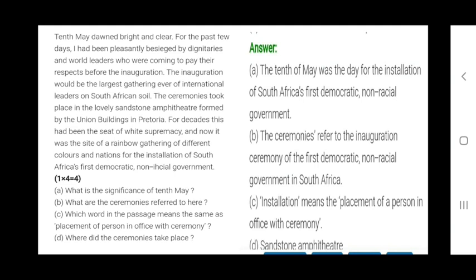C number, which word in the passage means the same as placement of a person in office with ceremony? Yes, it is the word installation. Last question, where did the ceremonies take place? Ceremonies took place at the Sandstone Amphitheatre, and that was in Pretoria. Okay, so these are the answers. I hope you have written them correctly. You can check it here.